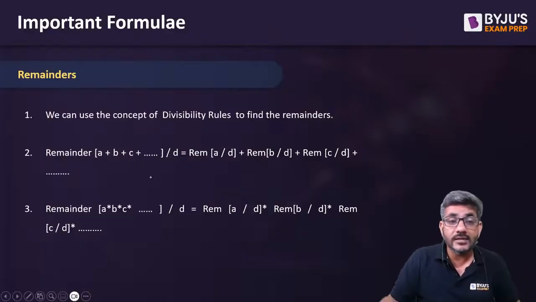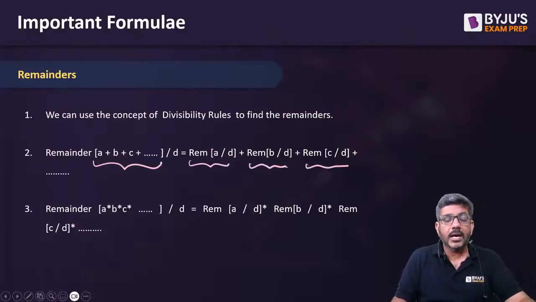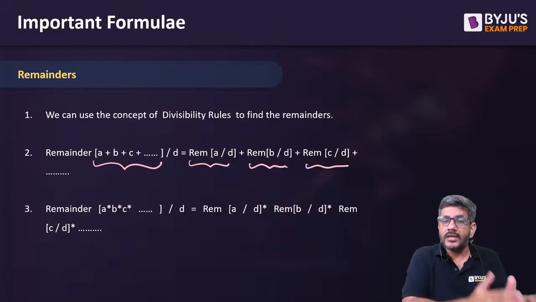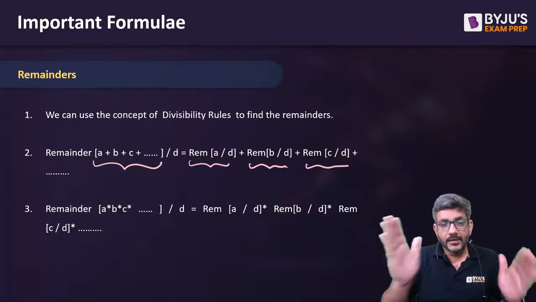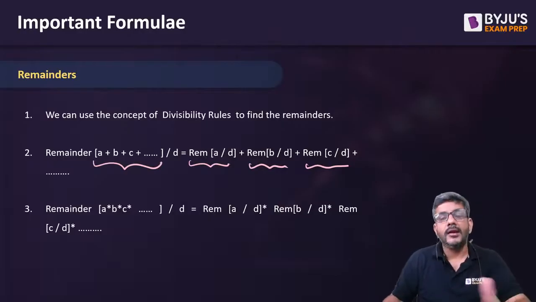But some important things: if the numbers are added, their remainders are also added. मतलब अगर आप a प्लस b प्लस c को divide कर रहे हैं d से, so it's better आप a को करिए, b को करिए, c को कीजिए और उन सबके रिमाइंडर्स ऐड कर दीजिए. So if you are dividing separate numbers and adding them, it's as good as adding their remainders.